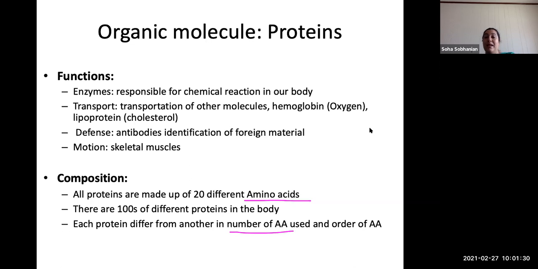Then your answer would be number of amino acid, and what's the second part? The order of the amino acid, correct. Number of the amino acid and the order of the amino acid. Does this make sense so far, guys? Awesome.